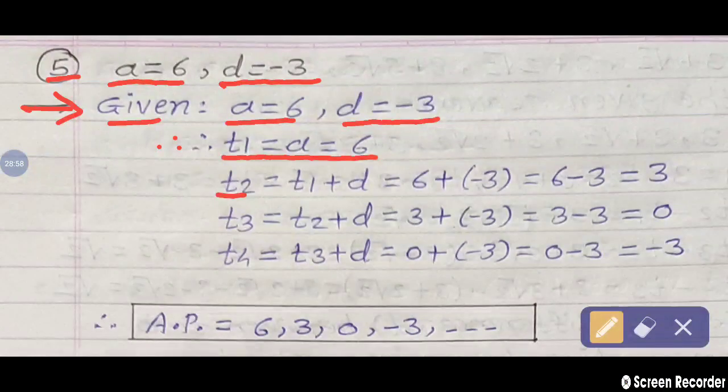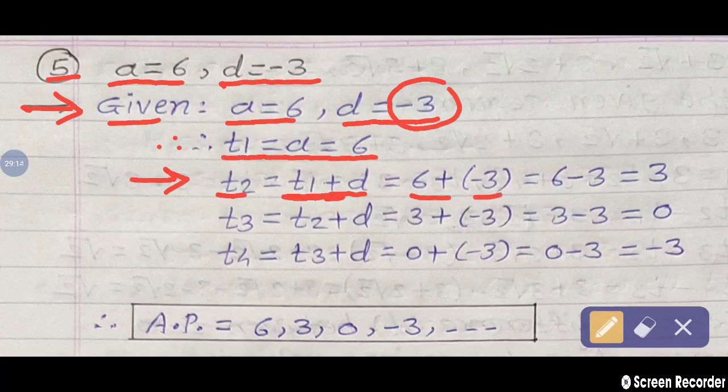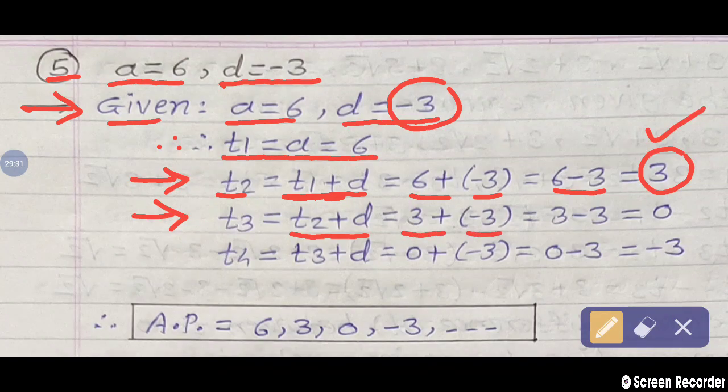T2 is equal to what? How to find out T2? We add the common difference to T1, that is the first term: T1 plus common difference. Our T1 is 6. 6 plus our common difference, minus 3, which we write in brackets. So plus of minus means nothing but minus. So 6 minus 3 is equal to 3. That is the second term. Third term is T3 equal to T2 plus common difference. Our second term is 3. 3 plus our common difference minus 3. So plus of minus is minus. So 3 minus 3 is equal to 0. This is our third term.